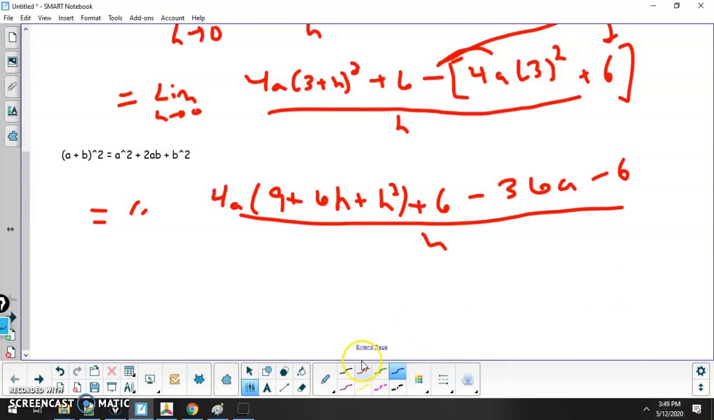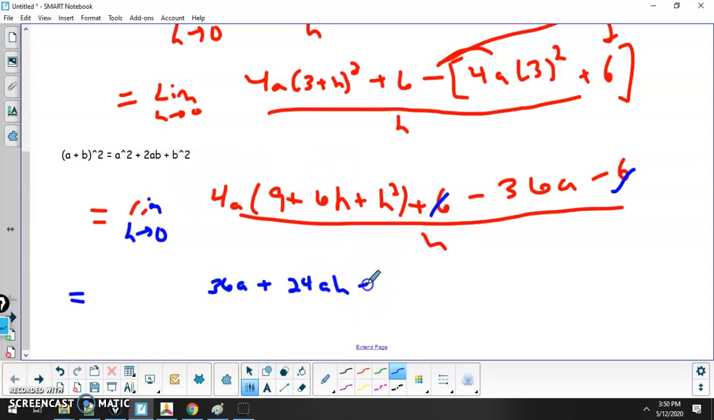Okay, so now we can cancel off these 6's, which is nice. All right, we have this limit again. Okay, don't forget, this is all the limit as h is approaching 0 here. All right, because we're going to have to substitute that 0 in at the end to evaluate the limit. All right, so let's go ahead and distribute that 4a in and see what we get. We got 36a, 4a times 6h is 24ah.